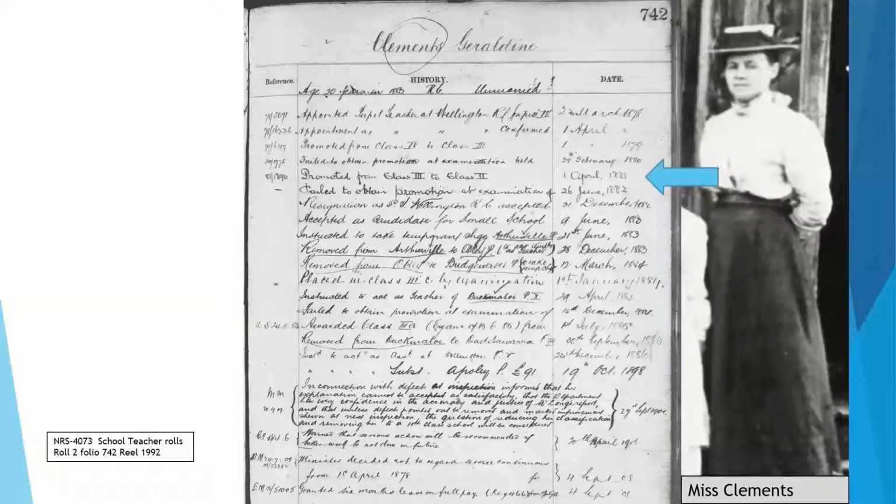I find that one in particular very interesting because it reinforces that they were applying for jobs at that time, and so their career service was school to school to school rather than being a long career with the public service. She's accepted as a candidate for a small school and instructed to take control of Arthurville.